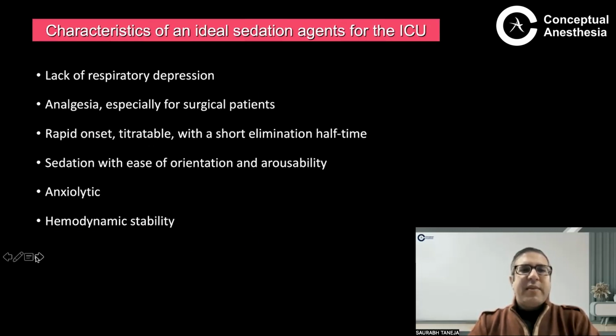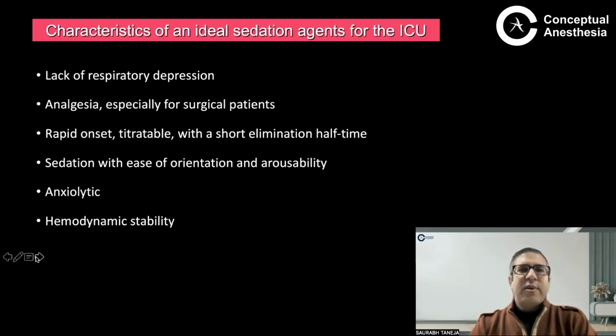So you have many sedative agents, and we'll be talking about them later on. But what is the characteristic of ideal sedative agents in the ICU? Lack of respiratory depression. So you want a patient who is slightly sedated, but he should not have respiratory depression, especially in a patient who is not on ventilator, who's on NIV. The patient should have analgesia, especially for post-surgery patients who are having pain at different sites of operation. The sedative agent should be rapid in onset. Titratable means you can increase the dose or decrease the dose, and the effect should be decreased or increased simultaneously, with a short elimination half-life. The sedation should be there with ease of orientation and arousability.